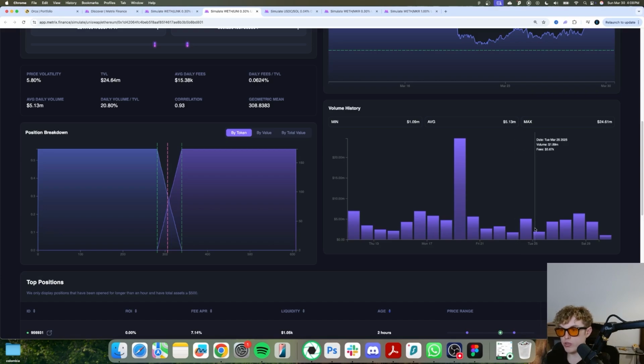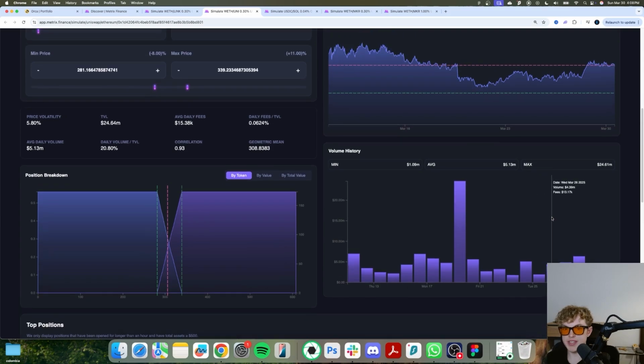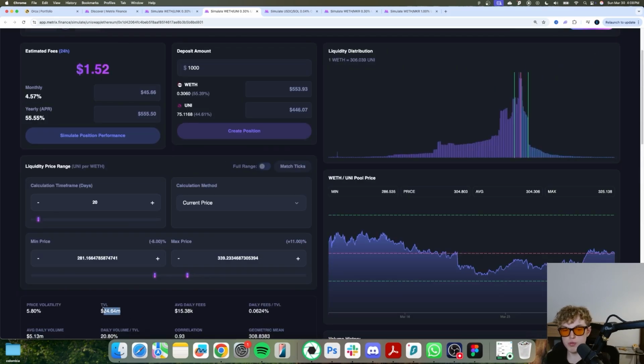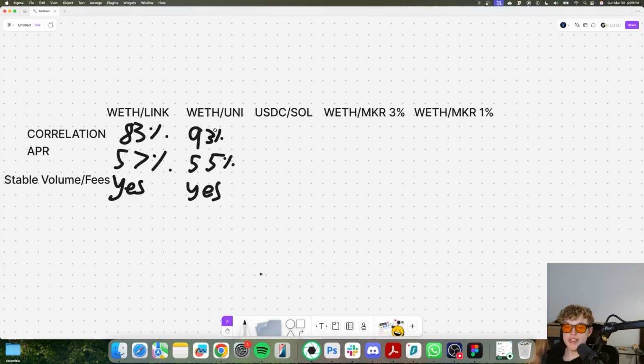Sometimes when we're looking at pools, we'll see days with extremely low volume and fees, and that's a big red flag for me, but I'm not really seeing it here. Also, make sure you're looking at pools with solid amounts of TVL. You probably wouldn't want to look for pools with less than a few $1 million in TVL, so keep that in mind. So now we're going to look at USDC to Sol.